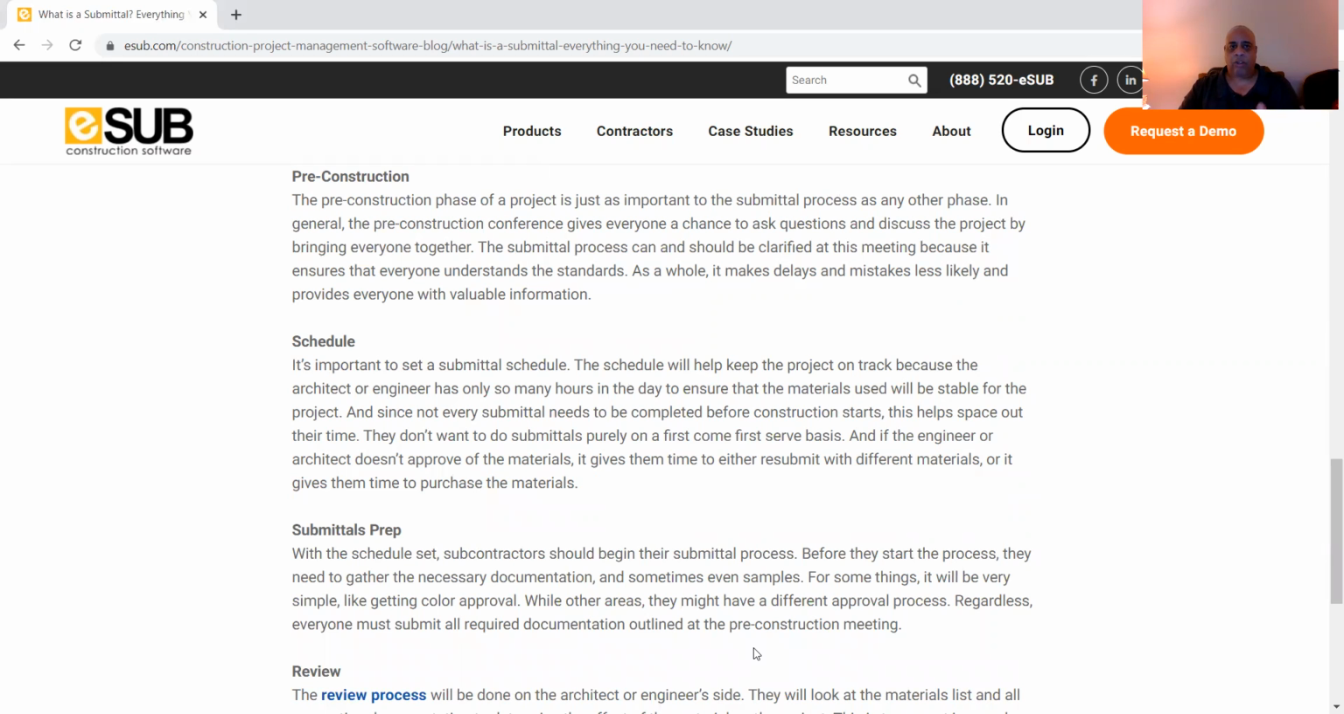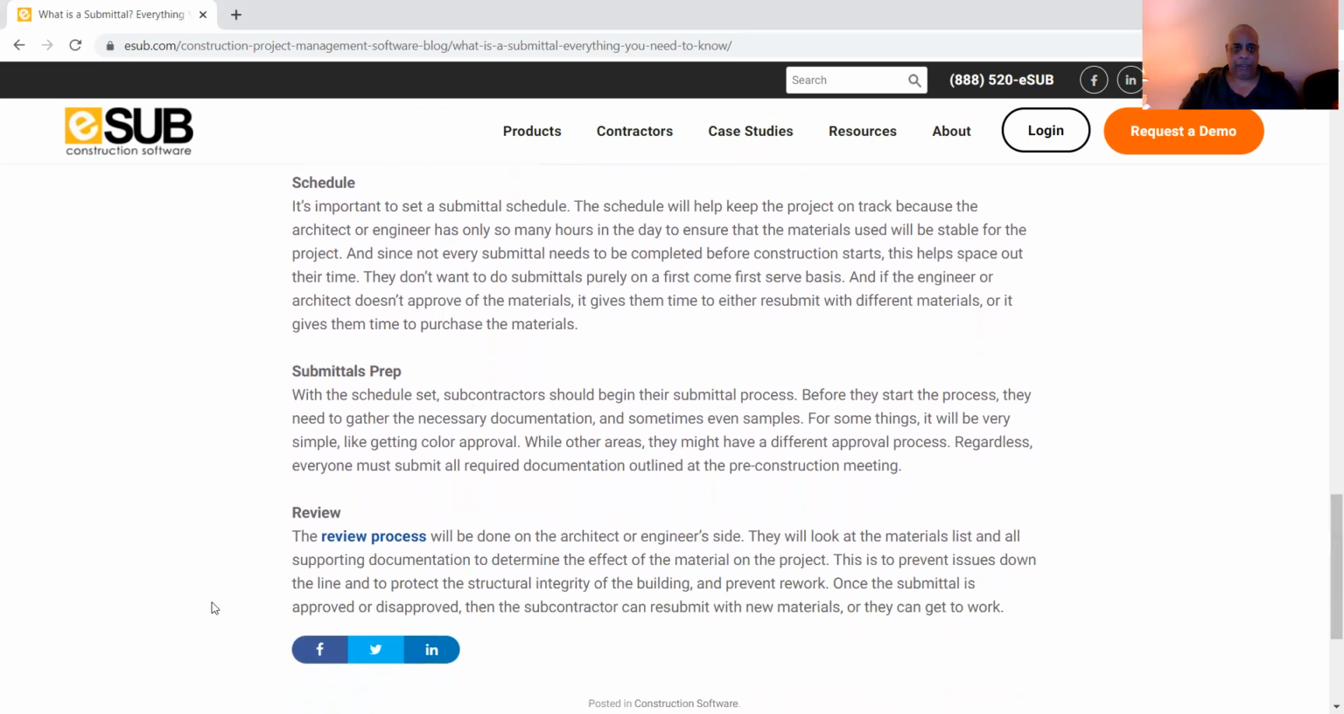Now, they don't want to do submittals purely on a first come, first served basis. And if the engineer or architect doesn't approve of the materials, it gives them time to either resubmit with different materials, or it gives them time to purchase the materials. Then we get into the submittal prep.